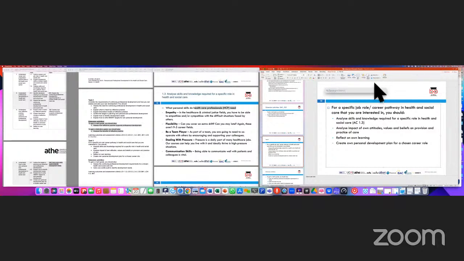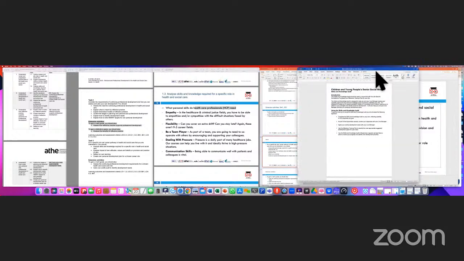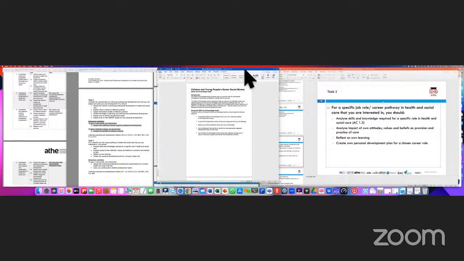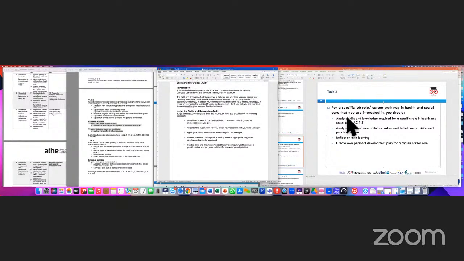Now, here is where I had also shared a particular template, which is labeled as task 1.3. And this particular template, which I've opened up right now, is up on Moodle. It basically allows you to assume that I'm going to work as a social care worker, and then carry out your knowledge and skills audit, which is directly related to this particular task.